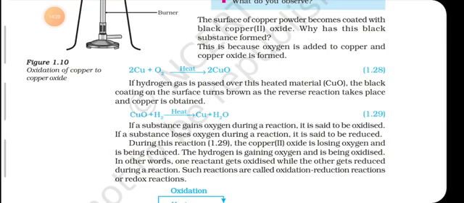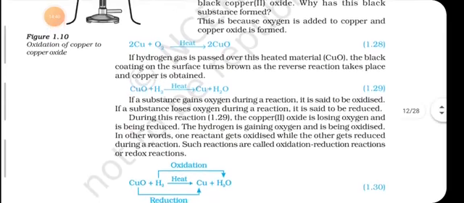If hydrogen gas is passed over this heated copper oxide, the black coating on the surface turns brown as the reverse reaction takes place, and thus copper is obtained. Fine students, I hope you are clear with this.